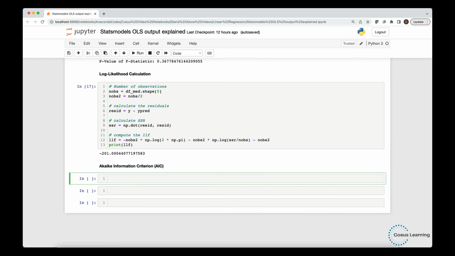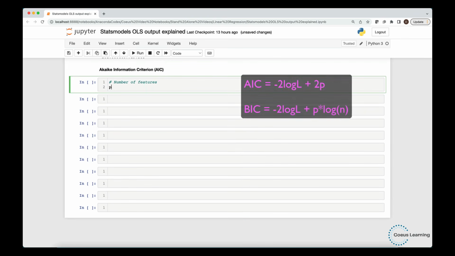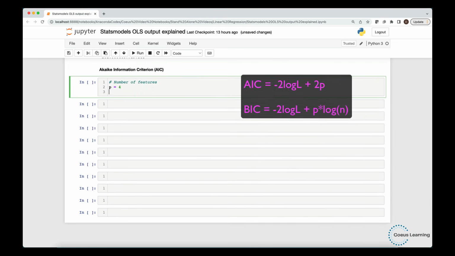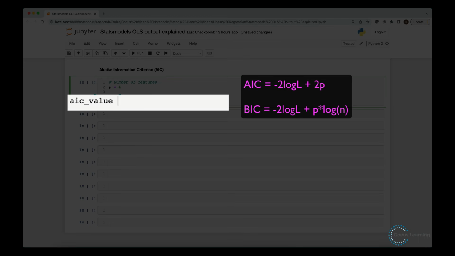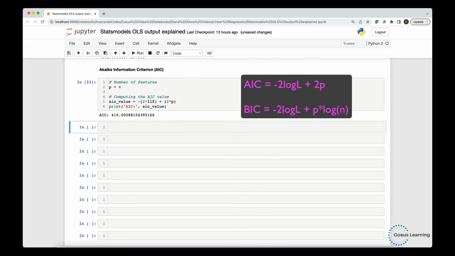We have already computed the log likelihood. So we use the log likelihood value to compute the AIC and BIC. We consider the number of features as 4 for our model. So, we compute the AIC value as -2 times the log likelihood plus 2 times the number of features. We get an AIC value of 410.